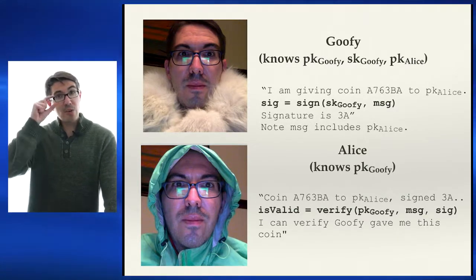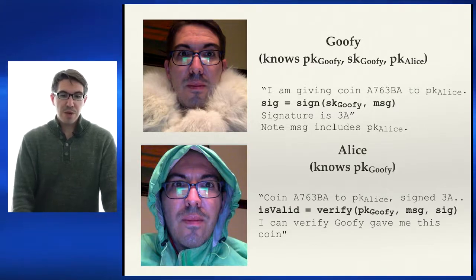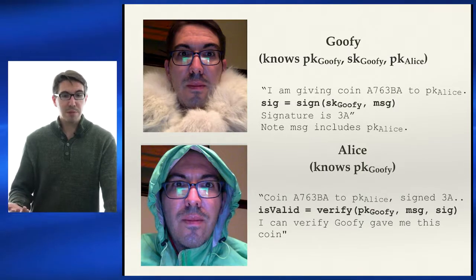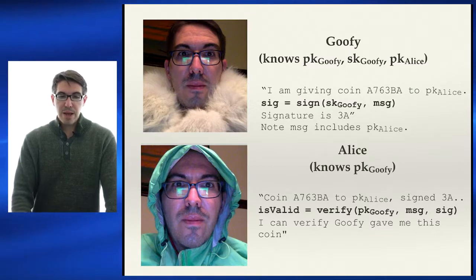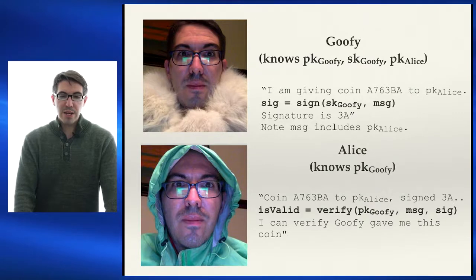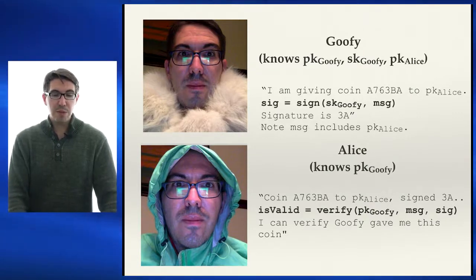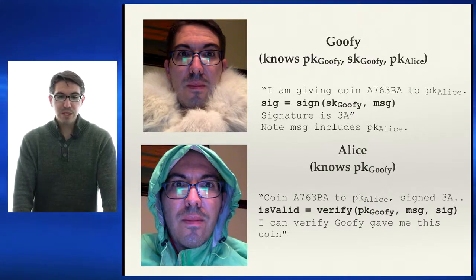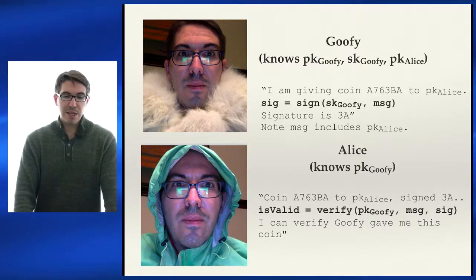Goofy would now like to send a coin to Alice. So Goofy knows the public key and his own secret key, as well as the public key of Alice, since the public key is publicly accessible and can be broadcast. Anyone's allowed to know the public key. It will give you no additional information on the secret key. So Goofy wants to give coin A763BA to the public key sub Alice. So Goofy signs a message with his secret key, and that message includes the public key of Alice.